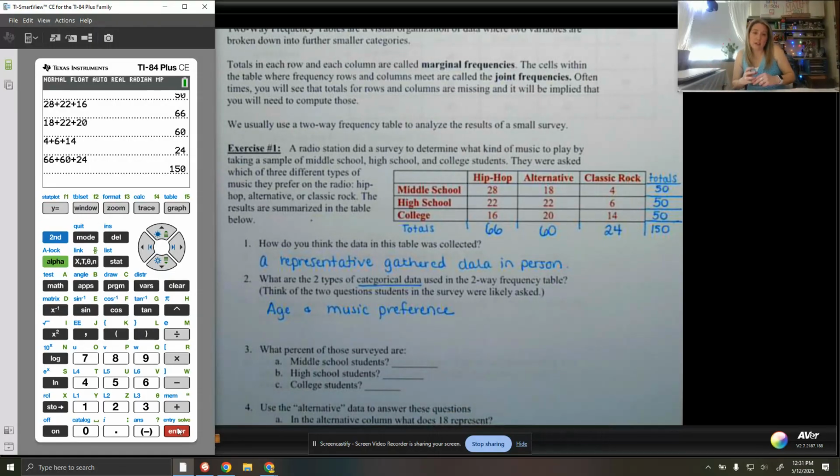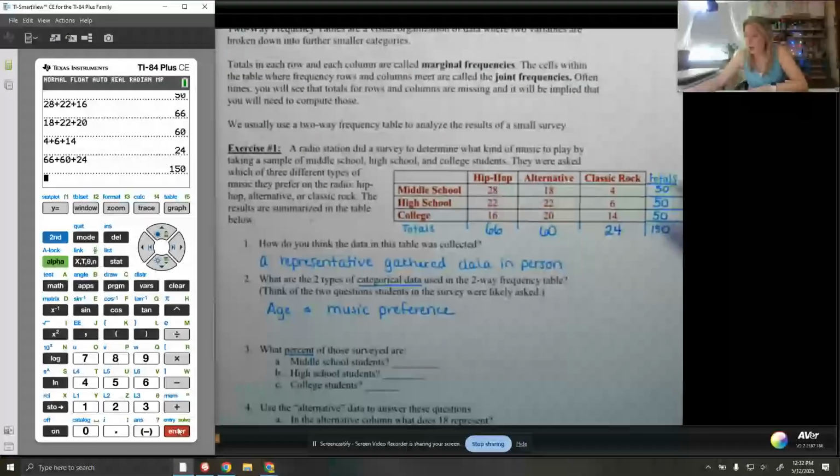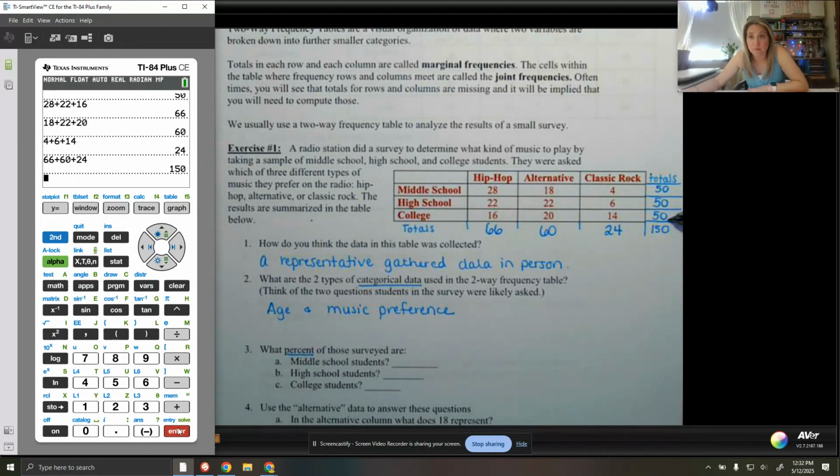So now we get into some of the meat of figuring this out, right? When it comes to percentages, you need to know what your denominator is going to be, okay? So what percentage of those surveyed are middle school students, high school students, and college students? Well, actually that'll end up being the same percentage for all of those, won't it? Because we've got a 50-50-50 deal.